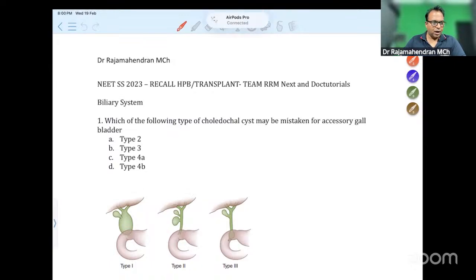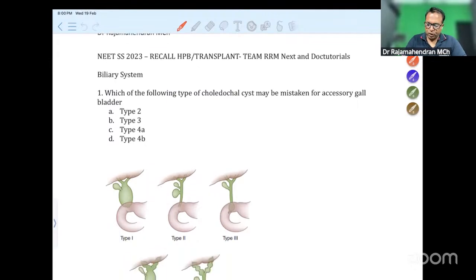Every year we get a lot of questions from the biliary system, pancreatic system and liver also. So the points we have to remember here are, let us discuss the important questions now.